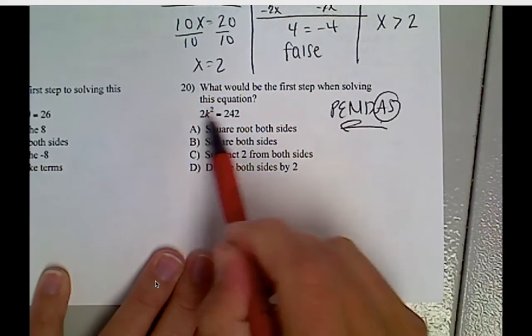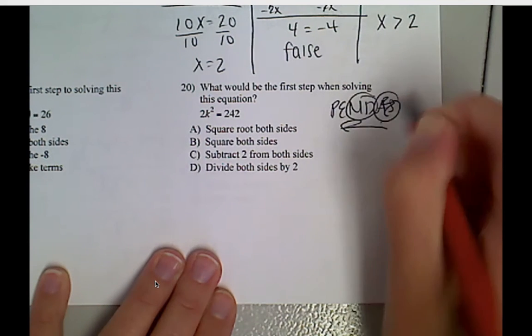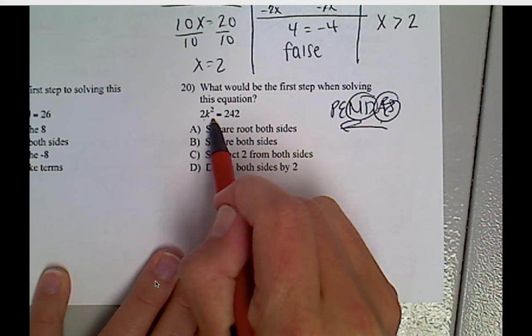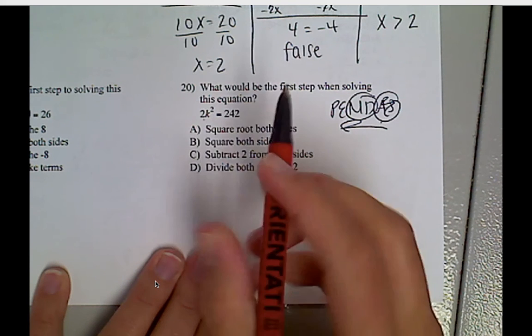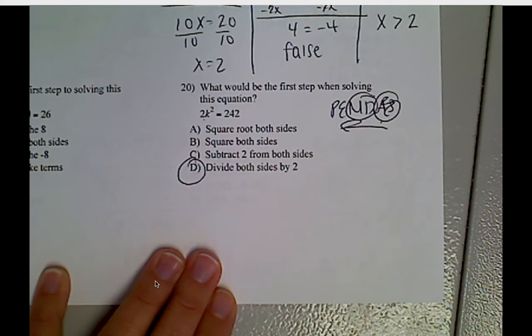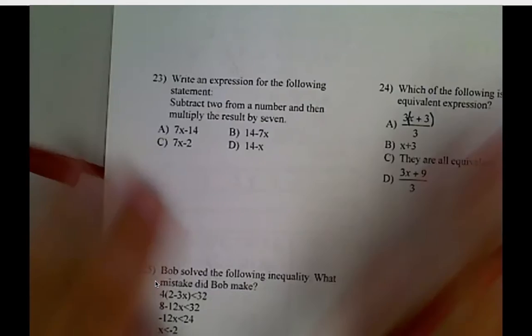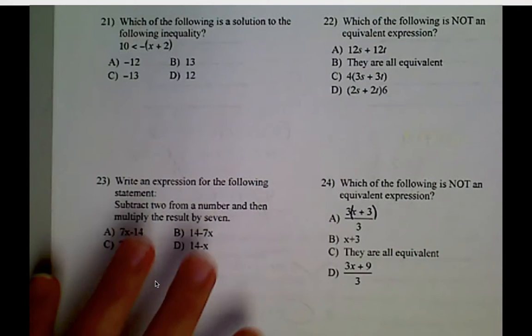When I'm looking at this, there's no addition or subtraction, so that's taken care of. But there is something being multiplied by k, that 2. To undo multiplication, you would divide both sides by 2. Okay? So in those, you're not actually working them out. All you're doing is just telling me what you would do. Those are the cool ones.